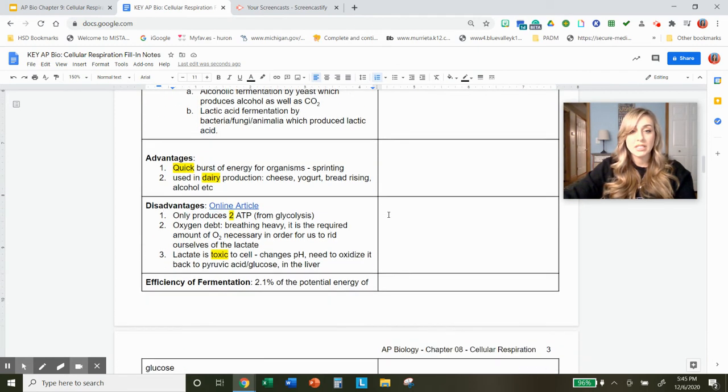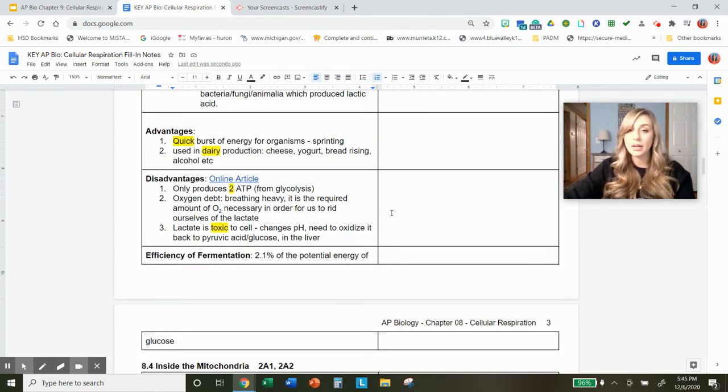Some advantages of fermentation. It's a quick burst of energy for organisms. So if you are a sprinter, if you've had to sprint at any point in time, the electron transport chain or cell respiration in general takes a while to warm up. There's a few steps for it to go through. Glycolysis is quick. So if there's a quick need for energy, your muscles are going to utilize the energy that's already stored there in your mitochondria, and then it's going to perform lactic acid fermentation to get a quick 2 ATP, while it's waiting for the energy to be generated through the electron transport chain for cell respiration.